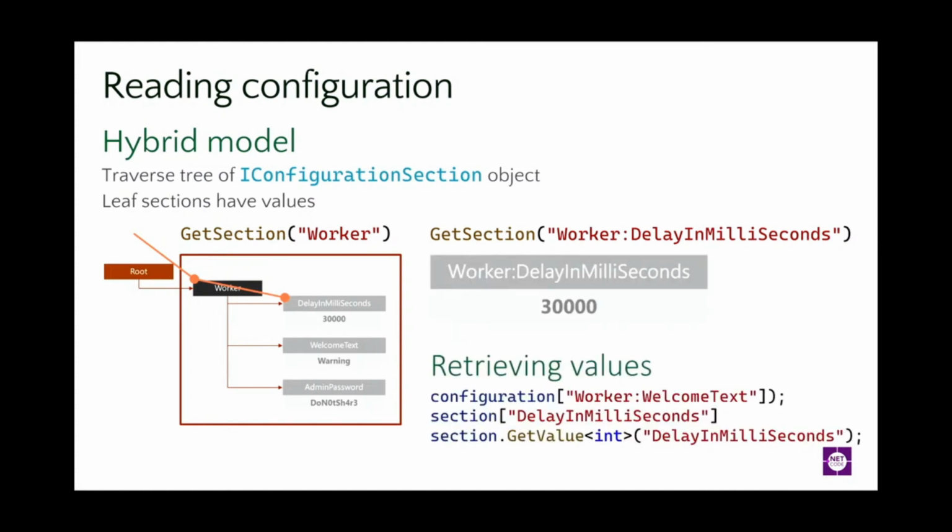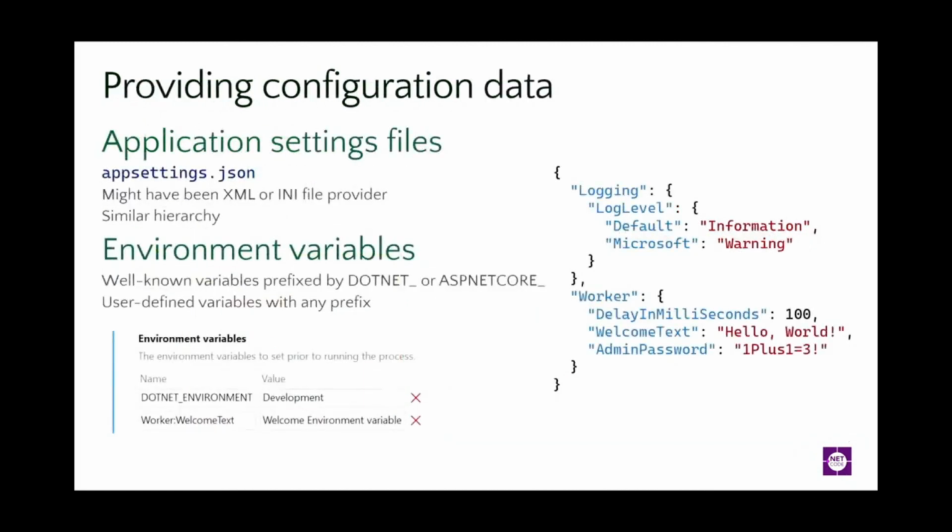So you can retrieve it in a number of ways. So Worker welcome text, the top one here, that's the path directly. Or if you got the section on the right, you can just say, I want to get this particular value. As we saw in the code, you can do GetValue of integer, which does the typecasting and the parsing for you.